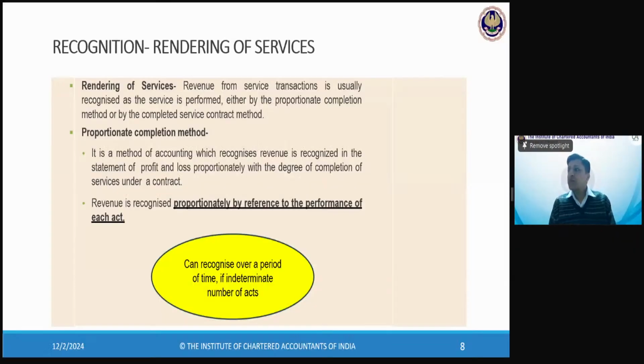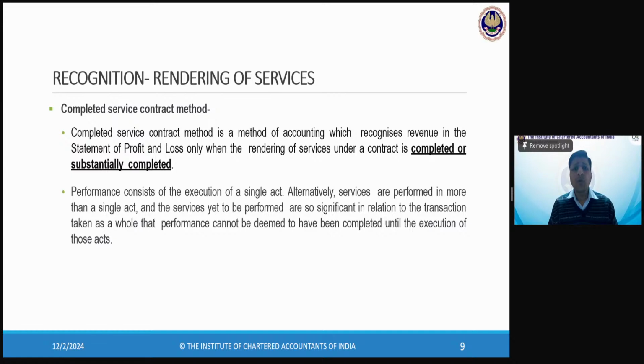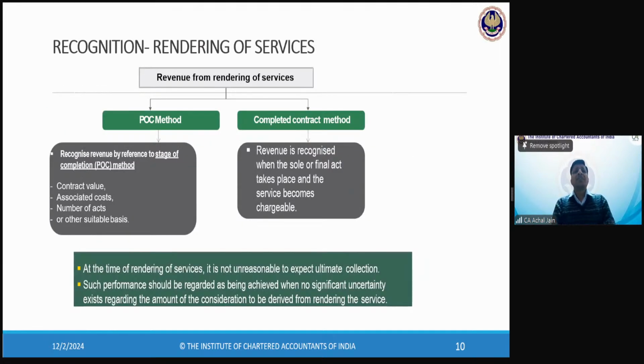All right. So now moving on to the services. So far, a lot of things that we have discussed were in relation to the sale of goods. Though the concept around the recognition of revenue in relation to services is similar, in this case the standard talks about two methods. One is the percentage of completion method and the second is the completed contract method. Please remember that the percentage of completion method is exactly on similar lines to what we have discussed in AS 7.